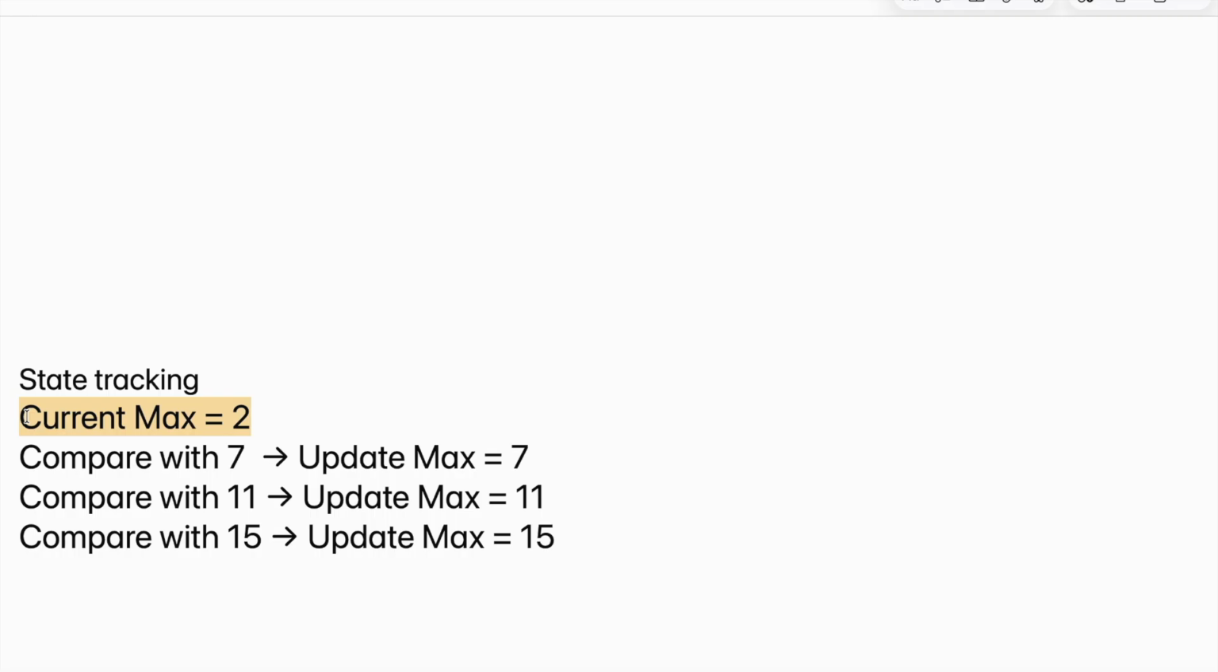As I traverse the array, I compare each element with the current maximum. When I see 7, it is greater than 2, so I update the maximum to 7. Then I compare 11 and update the maximum again. Finally, I compare 15 and update the maximum again to 15. So the logic here is very straightforward.